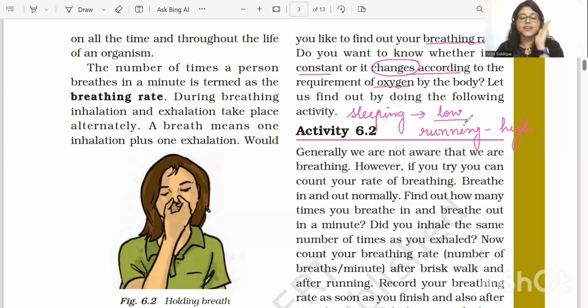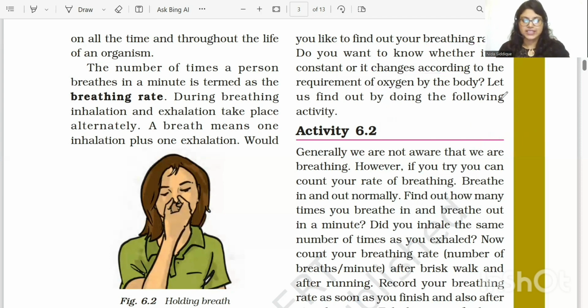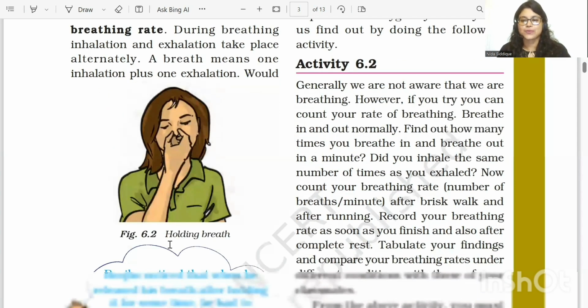हमारा breathing rate vary करता है, and it is because of the requirement of oxygen by the body. जब हम physical activity करते हैं, हमारी body को ज़्यादा oxygen चाहिए to produce more amount of energy. इसी के लिए the breathing rate is high, and as a result, more energy is generated. So we are going to find out this by performing an experiment. Let's look at this activity 6.2.